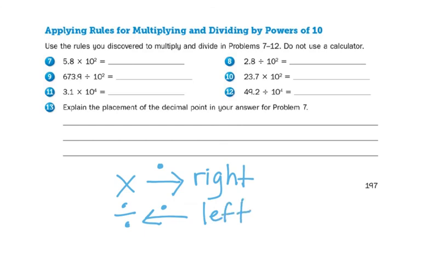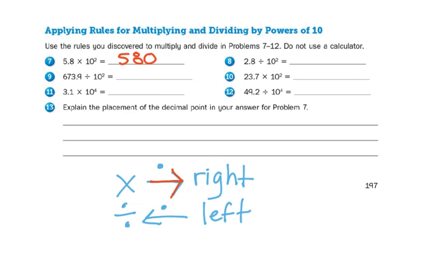Here we go. Use the rules you discovered to multiply and divide in problems 7 through 12. Do not use a calculator. You don't need one. So we're going to multiply by 10 to the second power. If I'm multiplying, the decimal point is going to go 2 places to the right. 1, 2. So I have to add a 0. 580.